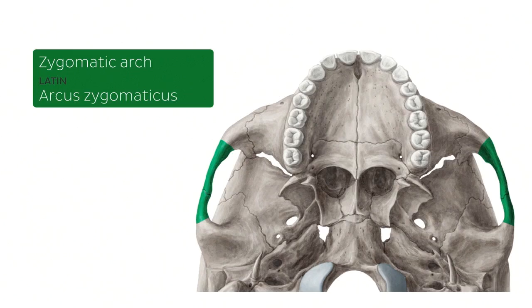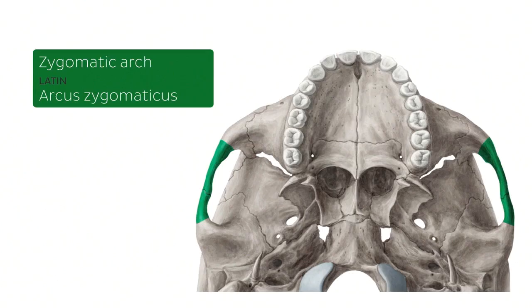And the zygomatic arch is formed by the zygomatic process of the temporal bone, as I mentioned here, and also the temporal process of the zygomatic bone, like I mentioned. Now there is a suture here. This suture is known as the temporozygomatic suture, which connects the zygomatic bone to the zygomatic process of the temporal bone.